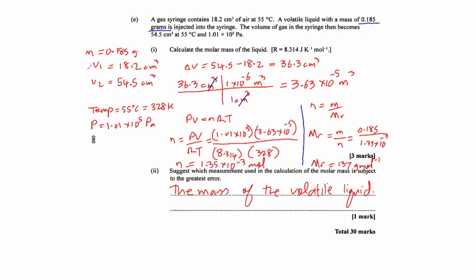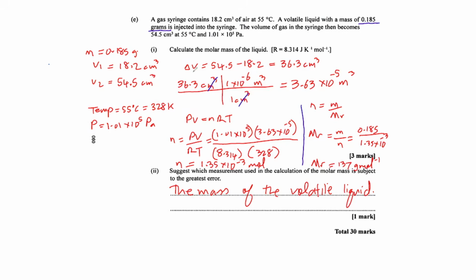So the first thing we'll do is write down the information given. And we have the mass to be 0.185. We have the initial volume to be 18.2 cm cube. And we have the final volume to be 54.5 cm cube. We were given the temperature to be 55 degrees Celsius, which we must convert to Kelvin, and we know the pressure to be 1.01 times 10 to the fifth Pascal.